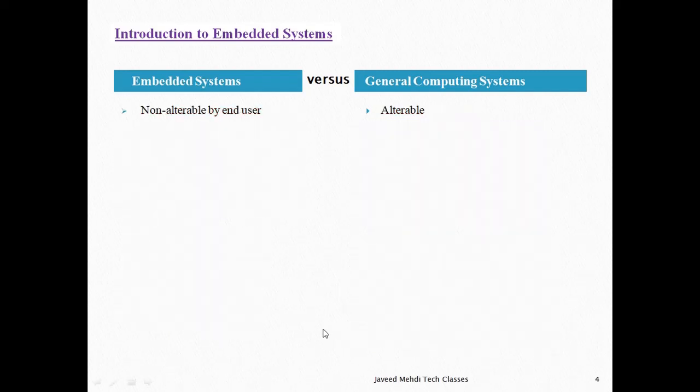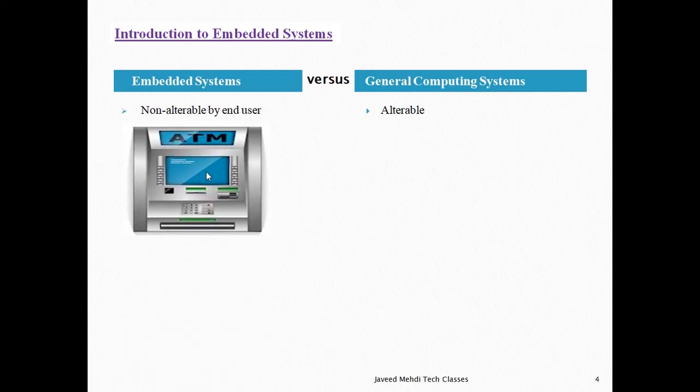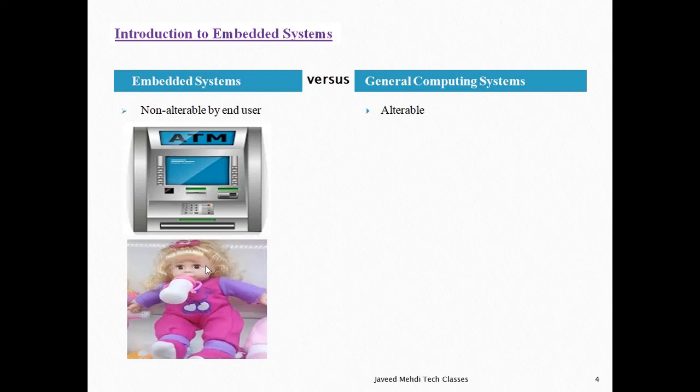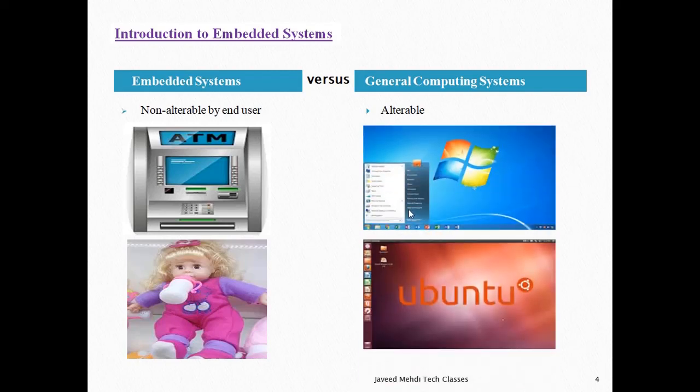In an embedded system, you cannot make any change. It is non-alterable by end user. See this ATM machine, you cannot make any change in its operation, in its design. Even in the simple embedded system, this is a toy doll. When you remove this bottle, the doll starts crying. Though this is very simple embedded system, you cannot make any change in its operation. Whereas in general purpose computing systems, you can do a lot of changes. You can change its operating system, you can add or remove many applications in it.